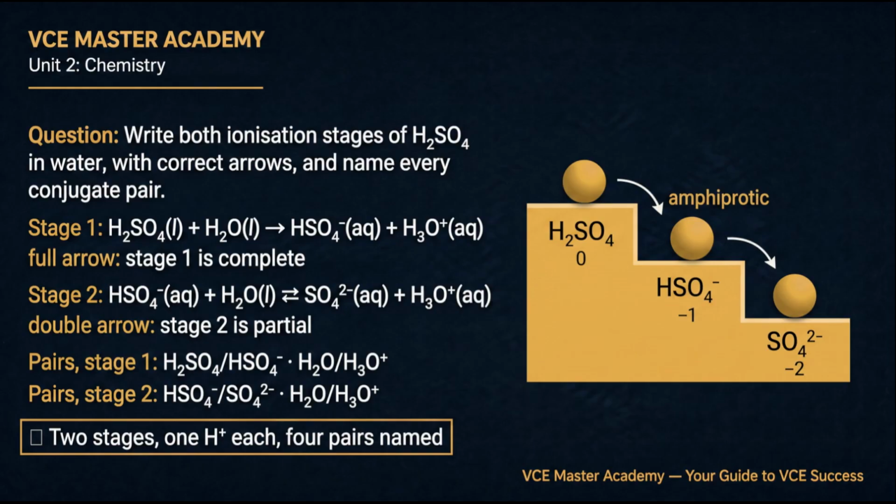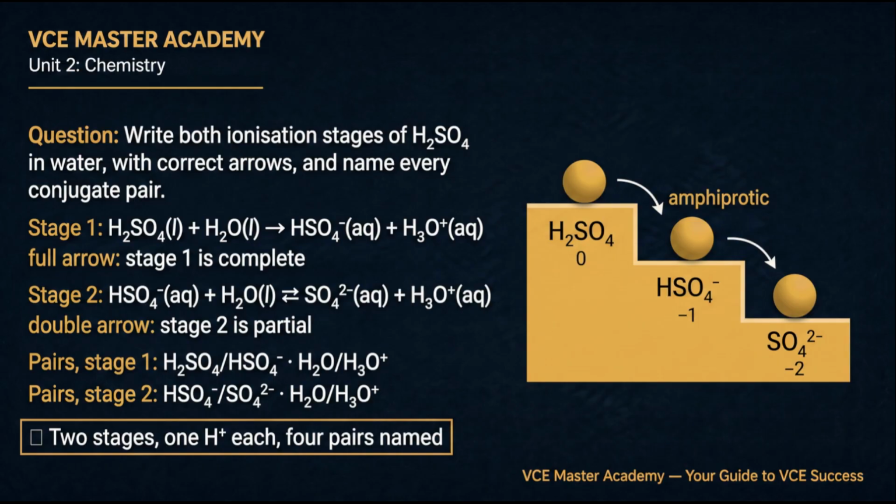Arrow choice, and this is the ATAR detail. Stage 1 is complete. Every molecule donates. Single, full arrow. Stage 2. Hydrogen sulfate donates its second proton, becomes sulfate, SO42-, water becomes hydronium again. But stage 2 is only partial, so it earns the double arrow. Mixing up those 2 arrows is the single most common error on this question.